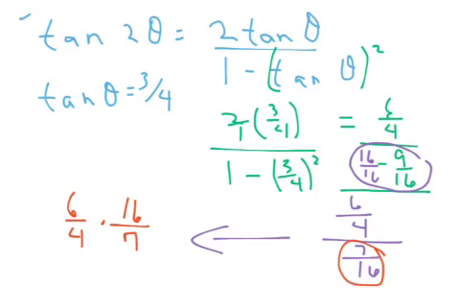16/7. 4 goes into 16 4 times, so basically I get 24/7, and that's my answer. Okay, now we're going to do the half angles. We're going to do a sine of theta over 2.